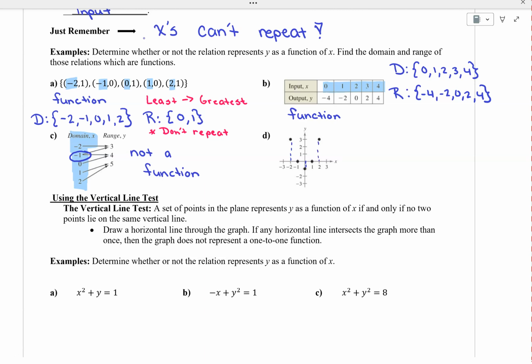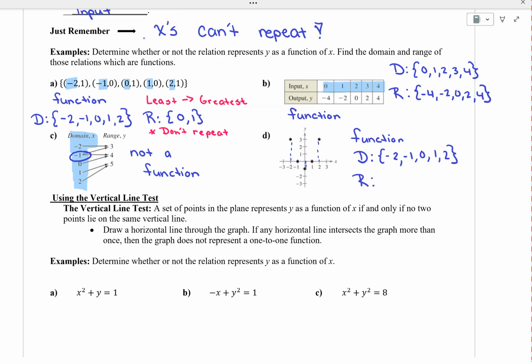So therefore, my x's are not repeating. So therefore, this is a function. So the domain is all those ones that I looked at. So if I do it from left to right, I can put them in order: -2, -1, 0, 1, and 2.